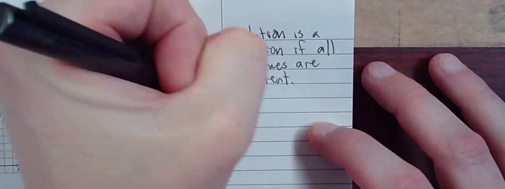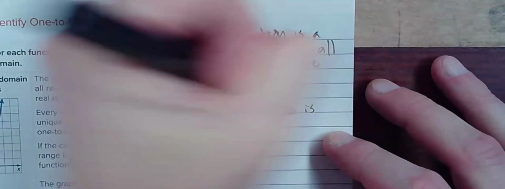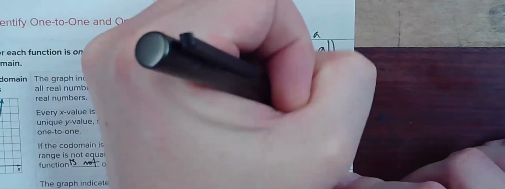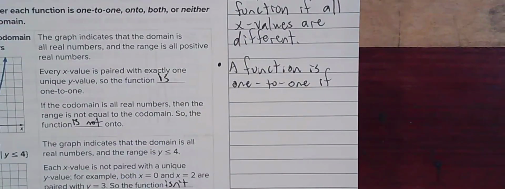A function, so once you've established that you have a function, is one-to-one if, anybody think of an easy way to explain this one based on yesterday's notes? You think about that for a second.